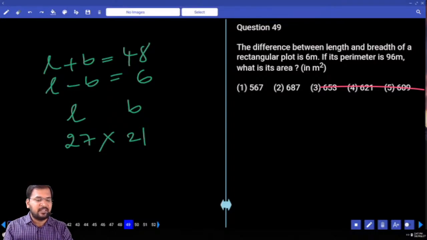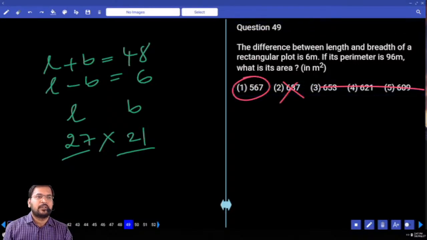How many options are there? But no problem. 27 times 20 is 540. Our answer is in terms of 500. 27 times 20 is 540, 27 ones are 27, 27 plus 540, 567. Are you clear? B gets cancelled. 2 times L is equal to 54, L is equal to 27. Are you clear?